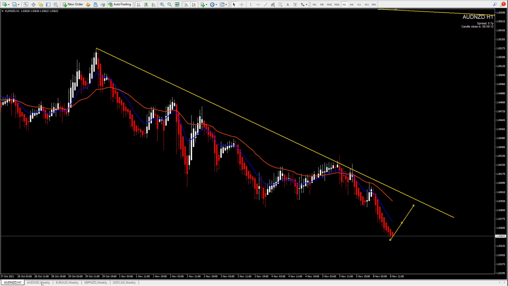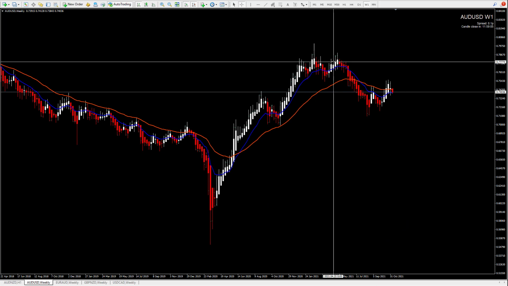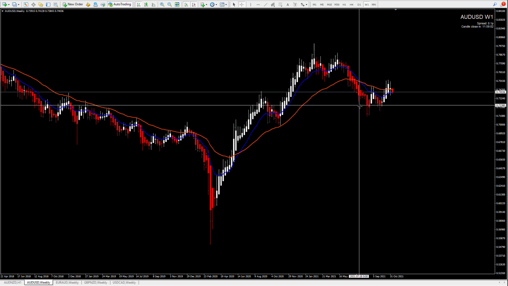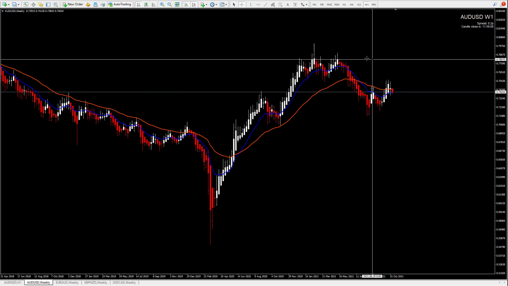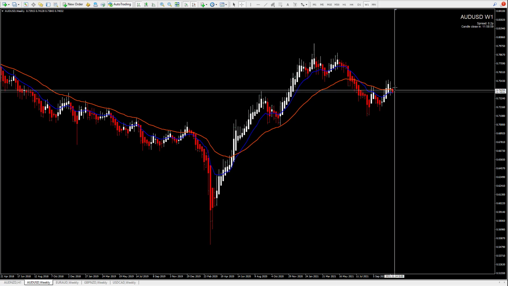Another pair is Aussie dollar, US dollar, and what we see here is that price, also on the weekly chart, is below the 36, and it started to look a little bit like a short weekly 1 to 3. But price is a little bit struggling around the 36. We can have two scenarios right now.